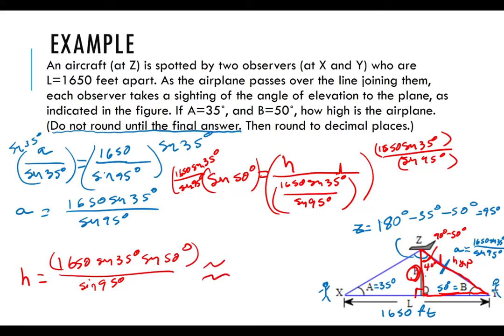And then I'm going to round to 2 decimal places. And so then I get that my side length h rounded to 2 decimal places is 727.75. And our units were feet, so it remains in feet. And so there we are, not rounded until the final answer.